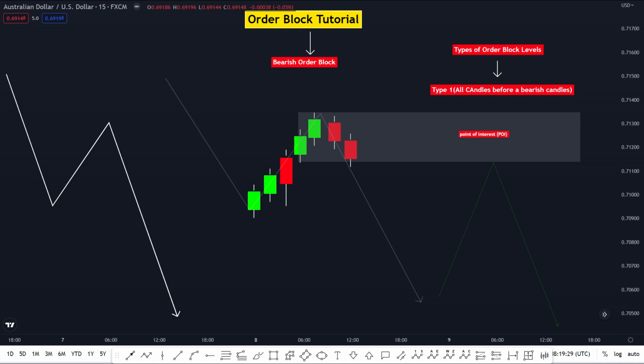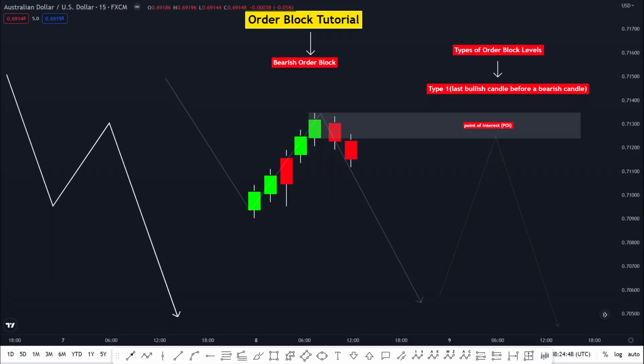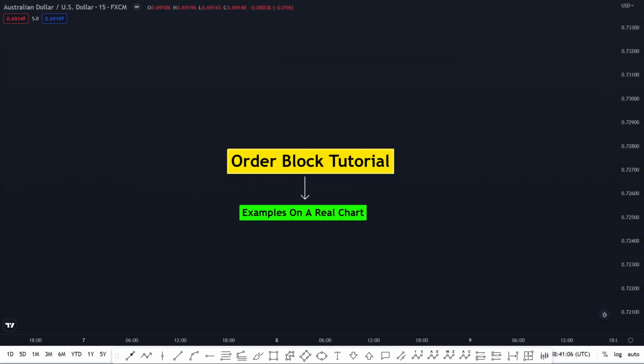To have a low risk entry? That means you can still take the last bullish candlestick as your order block. Your refined order block will look something like this on the same time frame. This will also reduce the risk in a trade position. Right now let's do practical examples on a real market chart.